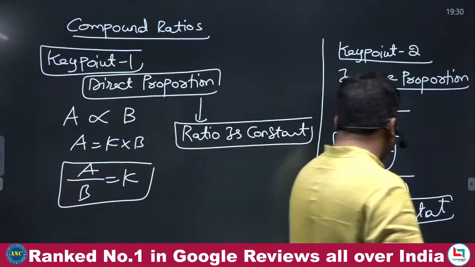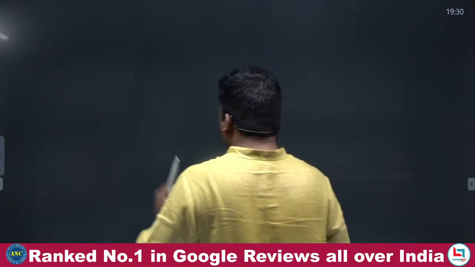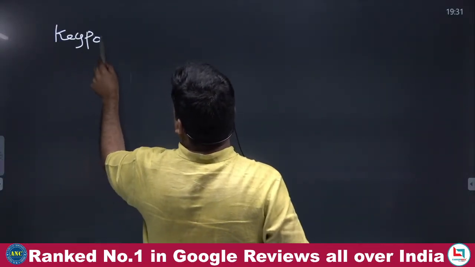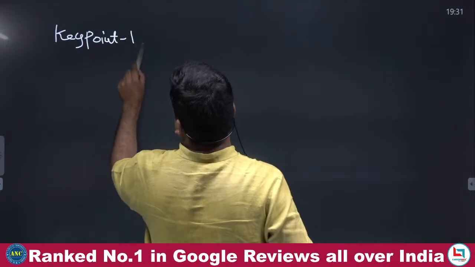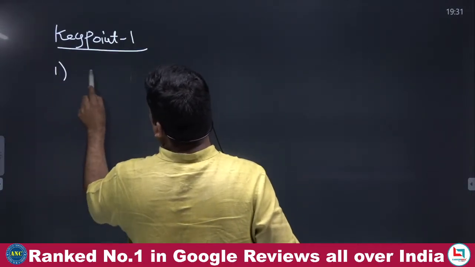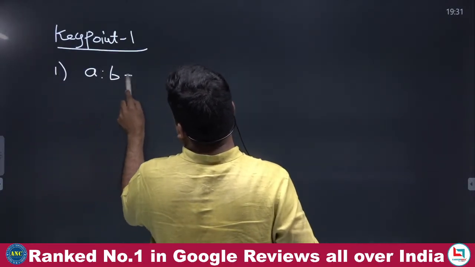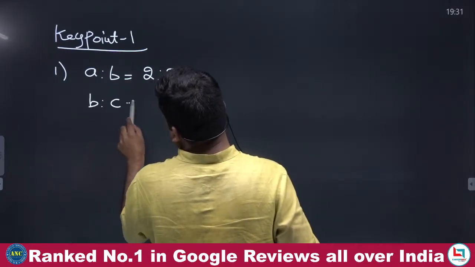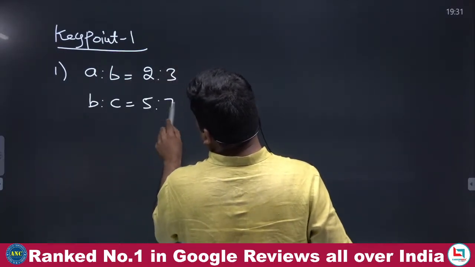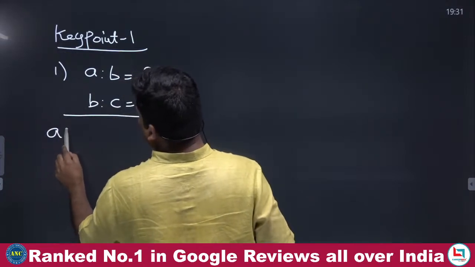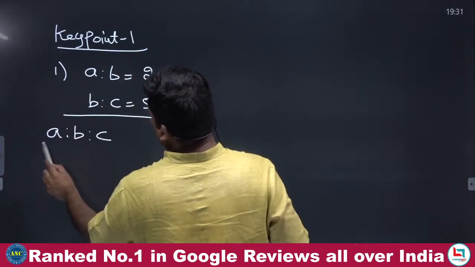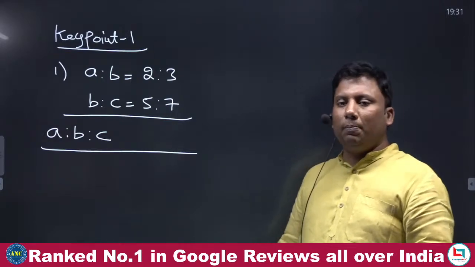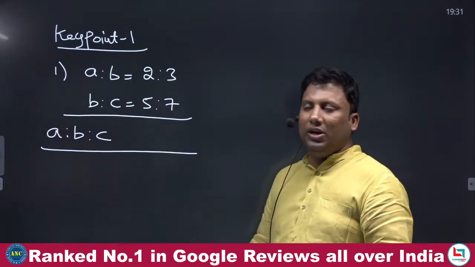Listen carefully, sir. Key point 1. 3 examples I will solve. Fourth one, you can do it orally. Key point 1. Direct proportion. A is to B equivalent to 2 is to 3. B is to C equivalent to 5 is to 7. I want the compound ratio of A is to B is to C.